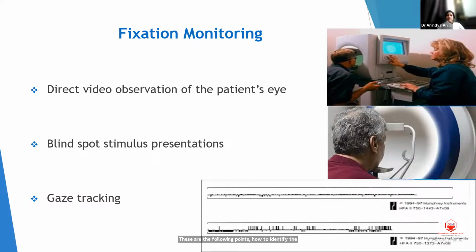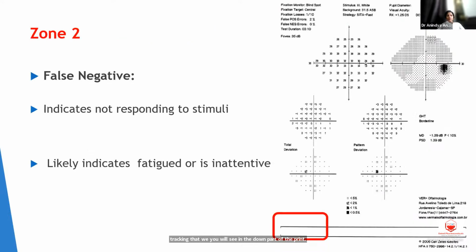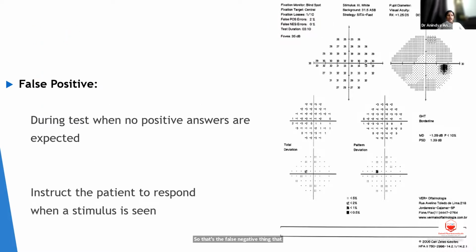These are the following points to identify fixation loss. One is blind spot stimuli, which we have already talked about. The other thing is gaze tracking, that you will see in the lower part of the print. Also, through the video tracker, you can see whether the patient is moving or not. In the same reliability indices, you will get false negative. That means the patient is seeing, but the patient is not pressing the trigger. And also false positive can be present. If there are points where the patient should not see, but the patient is pressing the trigger, the interpretation will be false positive.